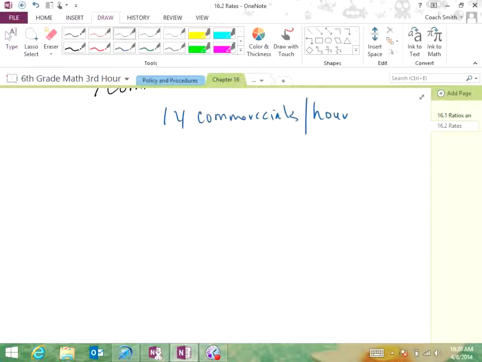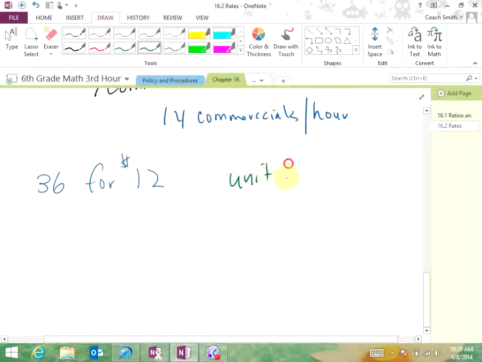36 for $12. Okay? 36 for $12. So they want to know what we call the unit rate. So they want to know how much a unit costs. So what we do then is we do this. 36 over 12. We don't know what the 36 represents. They didn't give that to us.